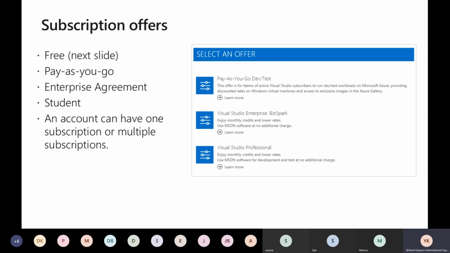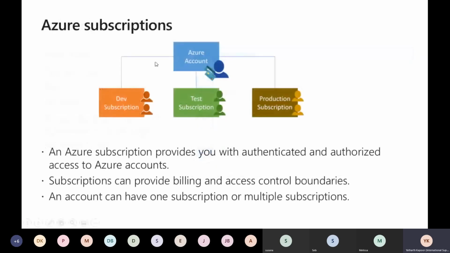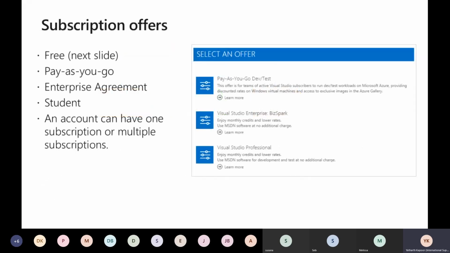So, as I said earlier, one account can have multiple subscriptions or one account can have a single subscription. That's totally up to you, right? This Azure account can have one subscription that's pay as you go, another subscription that's enterprise, another subscription that's something else. Totally possible, right? So you can have different kinds of payment methods attached to a single account. Okay.